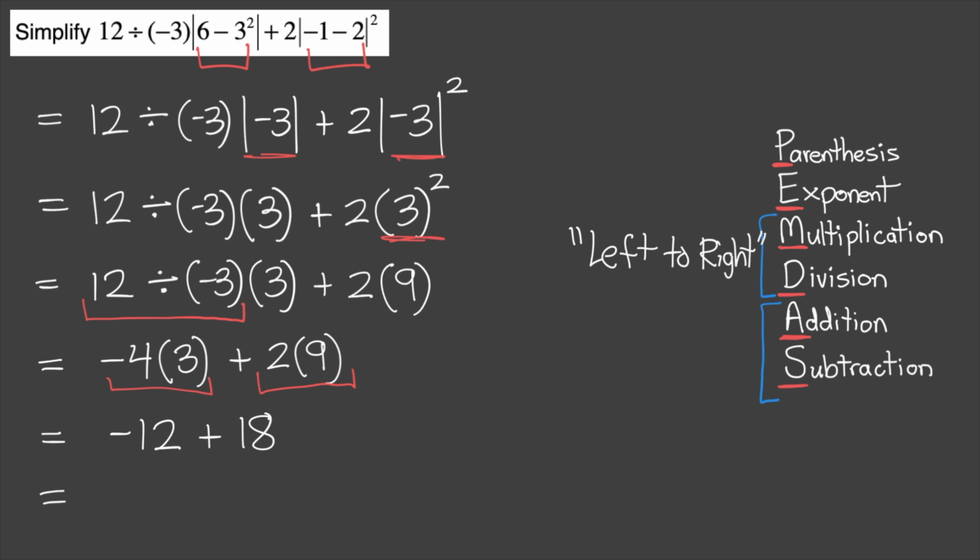All right, next we have addition, but we have 2 numbers that have different signs. So whenever we're adding numbers and they have different signs, we subtract the bigger number minus the smaller number and take the sign of the bigger number. So in this case, 18 is the bigger number, so our answer is going to end up being positive. So 18 minus 12 is 6, and we're going to go ahead and keep that as a positive 6. So there is our answer.